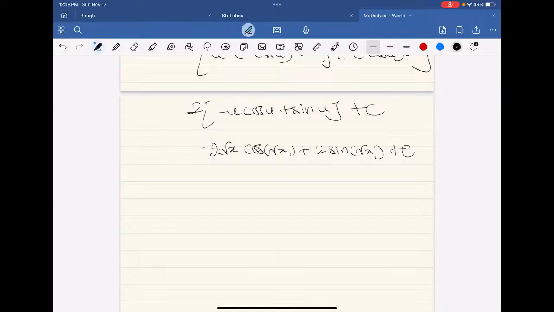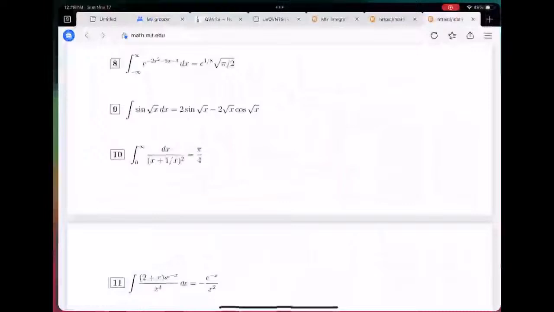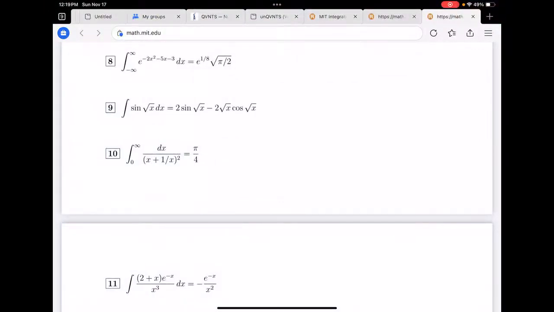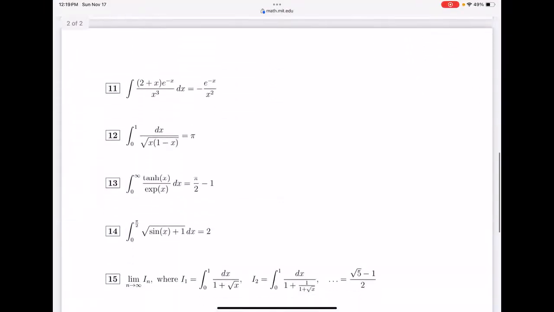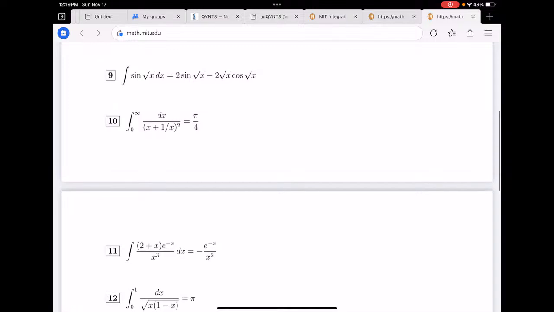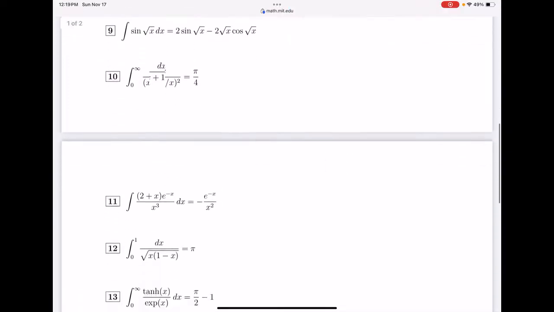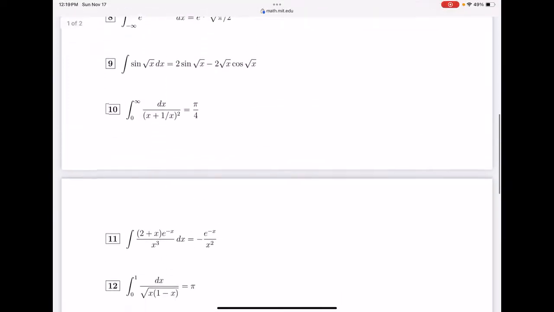Actually, no one is coming here. It's funny. Negative 2 root x cos root x plus sine root x. Okay, anyway, we will try to finish this. Doesn't matter. We are already at the half, right?